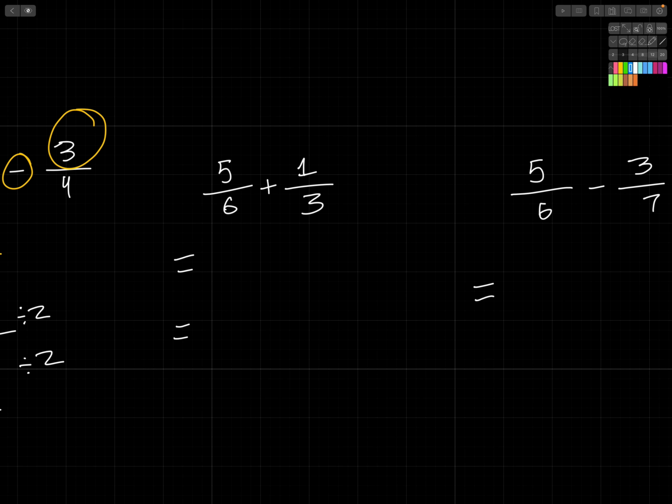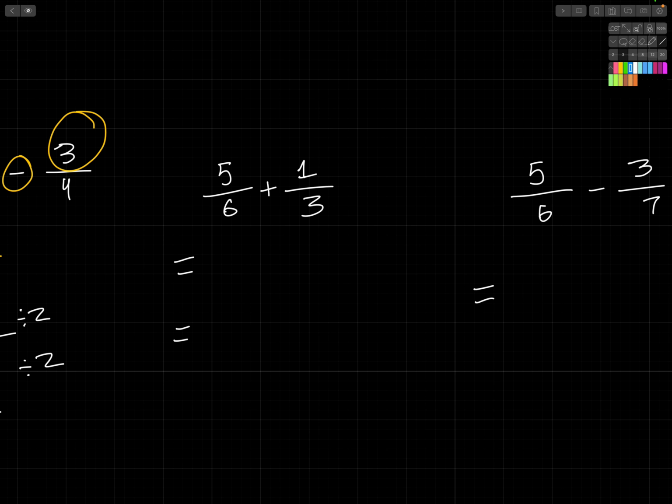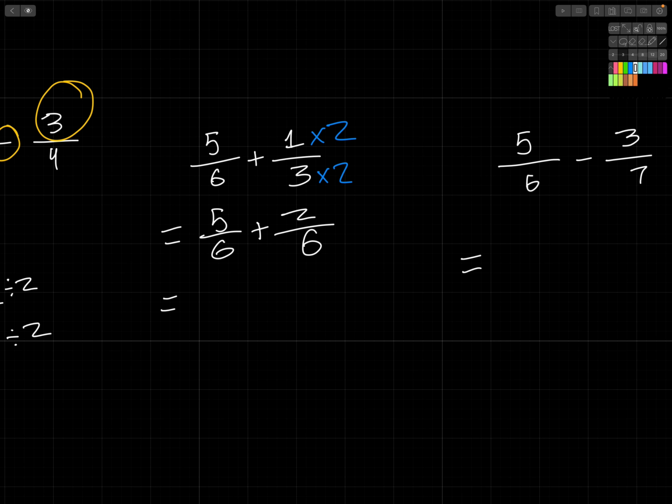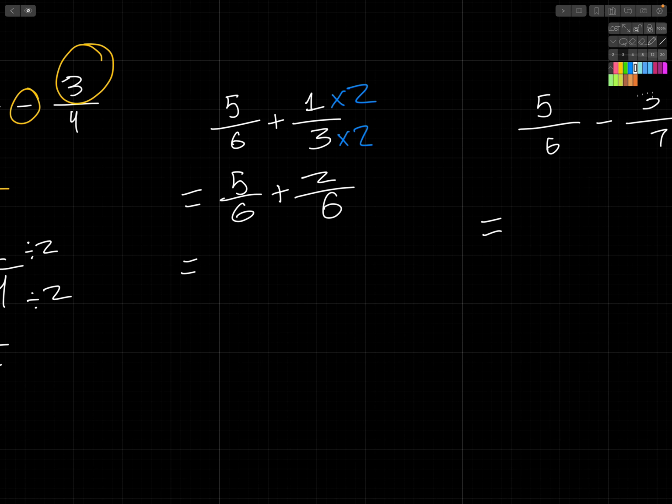What's another way? Ooh, what if we multiply the denominator by 2, and then whatever you do to the bottom, you do to the top. So then 1 times 2. Wait, that actually makes sense. Because now 1 times 2 is 2. It doesn't give you a decimal. So that's good. 5 over 6, because you don't do anything to this fraction, because we already have 6. Plus, and then 1 times 2 is 2. And then 3 times 2 is 6. Boom. Now we have the same denominators.